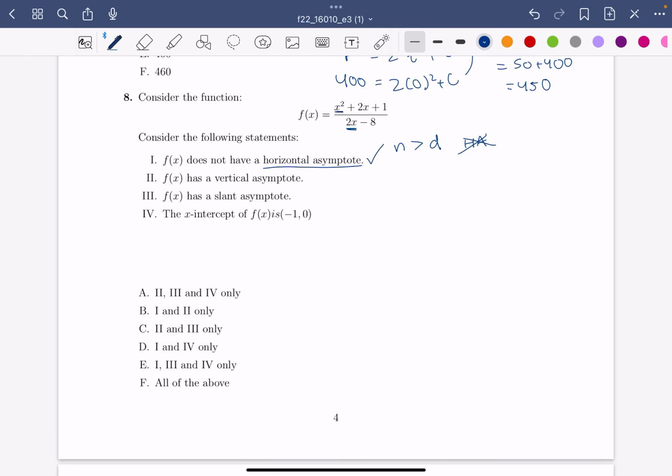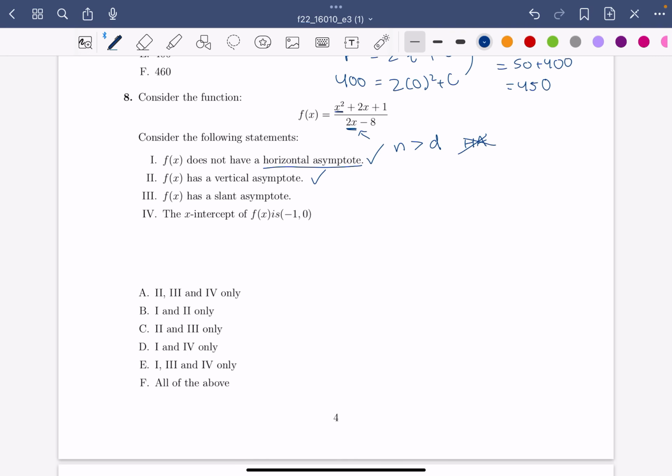Number 2, f(x) has a vertical asymptote. When we're looking for vertical asymptotes, we are looking at this denominator. Anywhere this denominator becomes 0, making the whole thing non-existent, there is a vertical asymptote. So there's a vertical asymptote at x equals 4 because at 4 this denominator would equal 0, which means indeed there is a vertical asymptote.